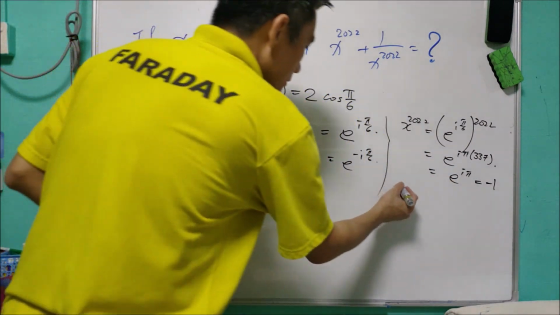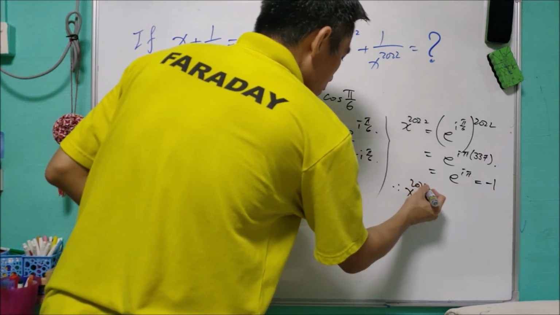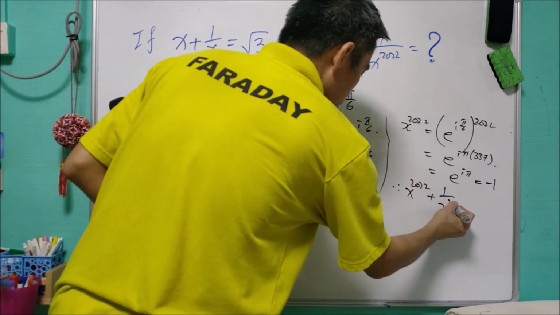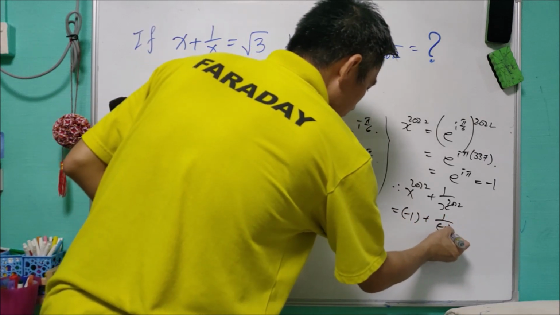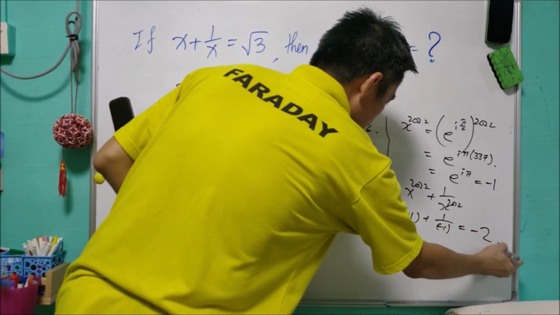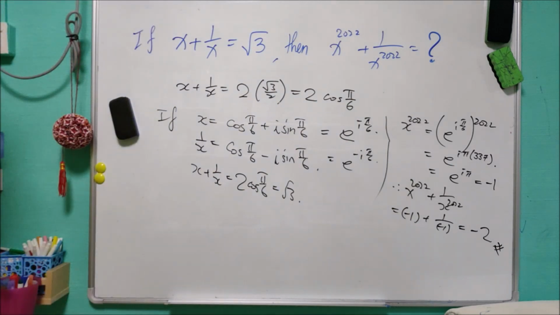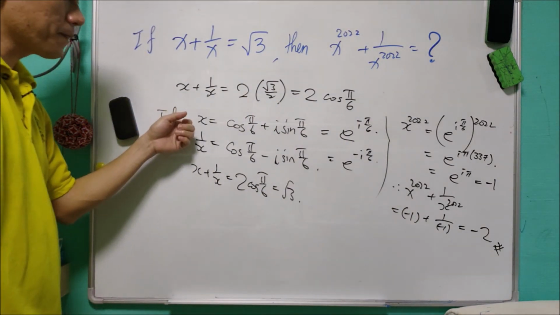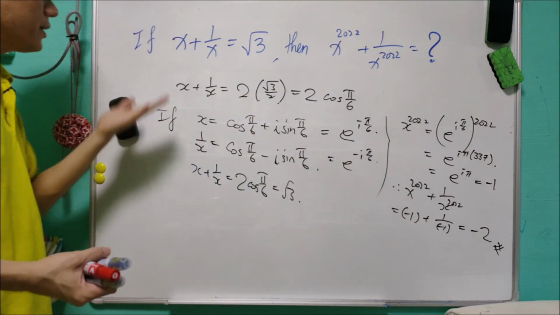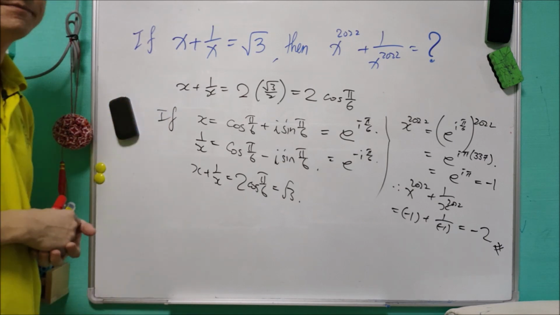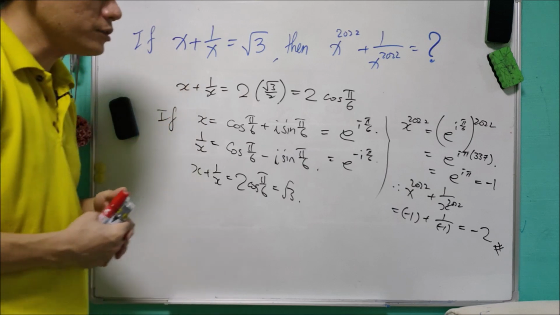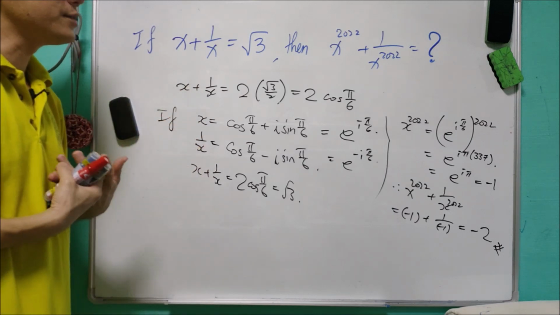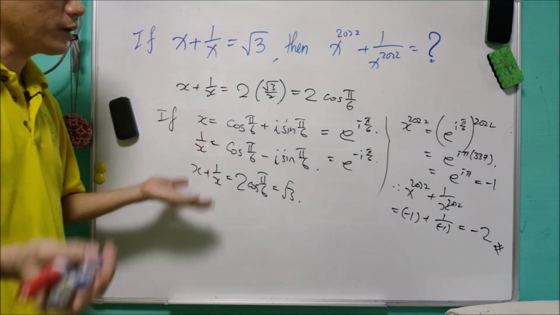So we can get x to the power of 2022 equals negative 1 as what we have just now. And therefore, x to the power of 2022 plus 1 over x to the power of 2022 equals negative 1 plus 1 over negative 1, and this is equal to negative 2. So using complex numbers and Euler's formula, we can get the answer a lot more easily. So this is the end of method 2. For this question, I also received a lot of answers from others. Let's look at their answers.